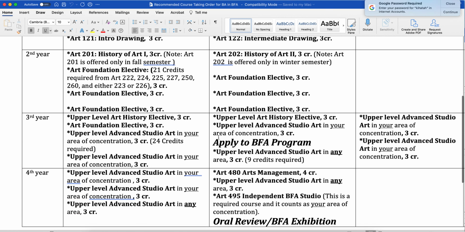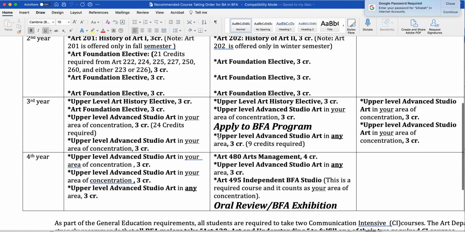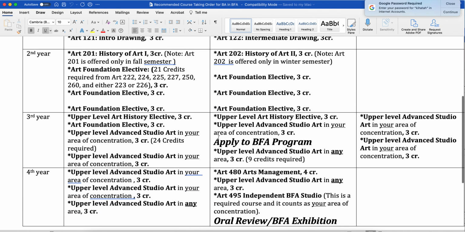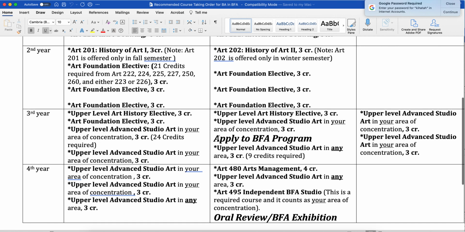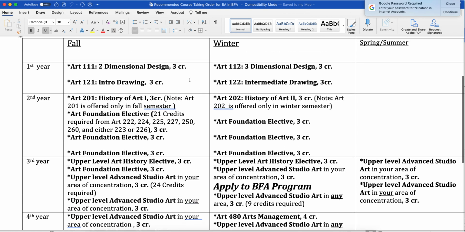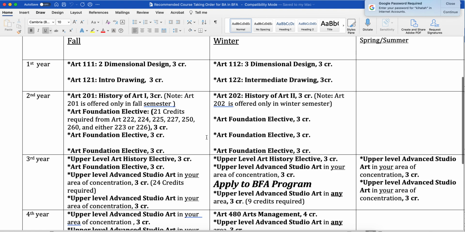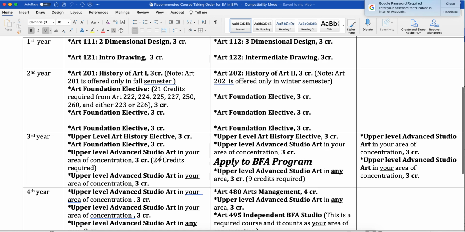Very few students in BFA graduate in 4 years because they change their majors or they come from different majors, or they don't stick to it. But if you stick to it very tightly, carefully, you can graduate in 4 years. And what's important is that at the end of the third year, you apply to the BFA program.